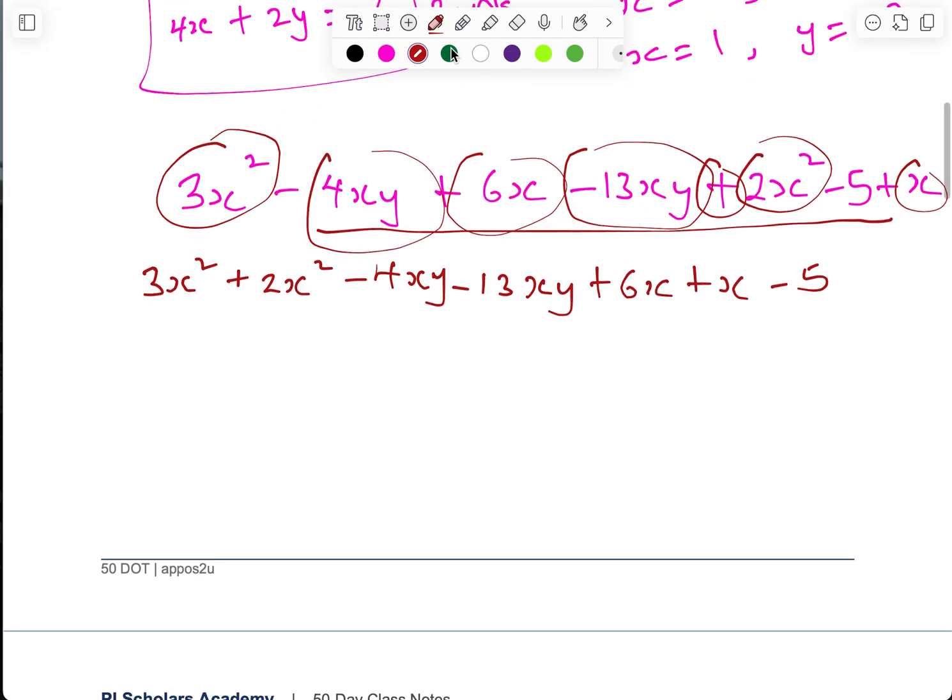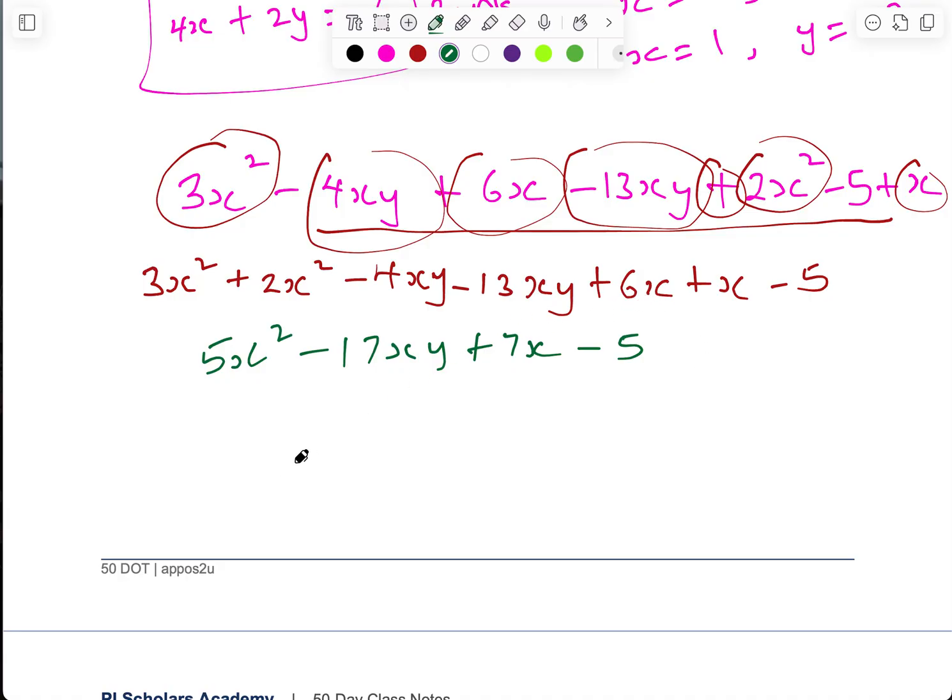So here you simplify and you do the expression. 3x squared plus 2x squared, that will be 5x squared. Negative 4xy, negative 13xy. So what you're going to have is negative 17xy. And you have plus 6x plus x, that will be plus 7x. And you have negative 5 follows. So you have been able to simplify this algebraic expression.